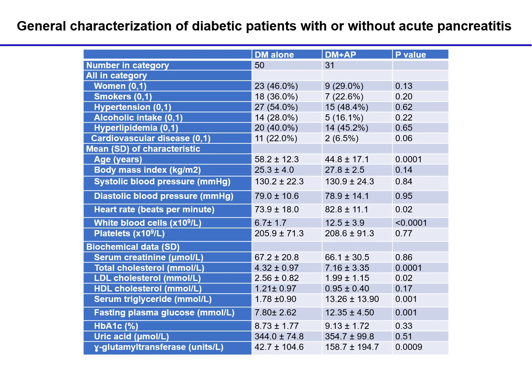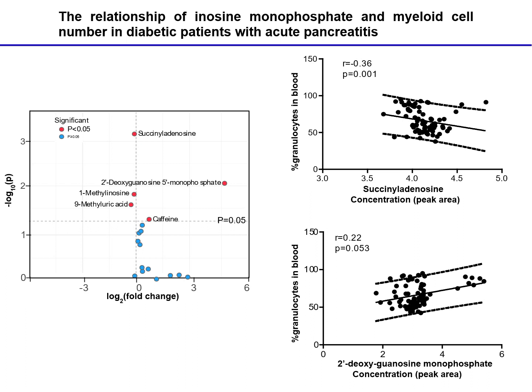Finally, we explored the association of purine metabolites and inflammatory cells in diabetic patients with or without acute pancreatitis. In the study, we recruited 50 type 2 diabetic patients and 31 type 2 diabetic patients with acute pancreatitis. By non-targeted metabolomics, 4 metabolites were found increased in patients with acute pancreatitis. 2 of them were purine metabolites.